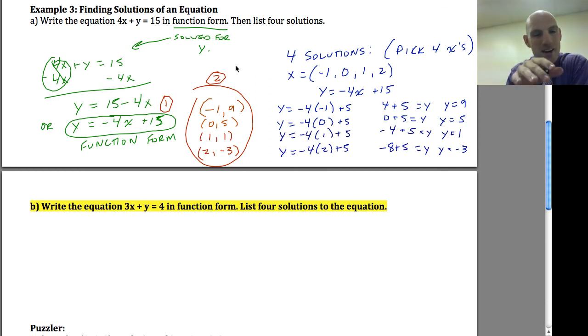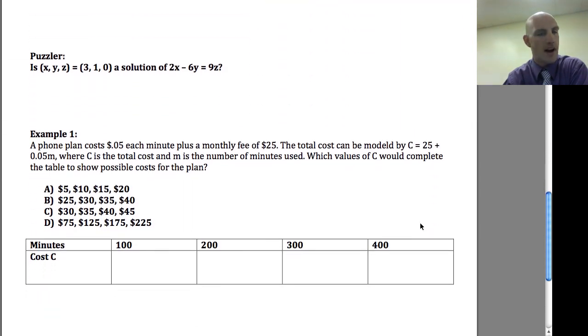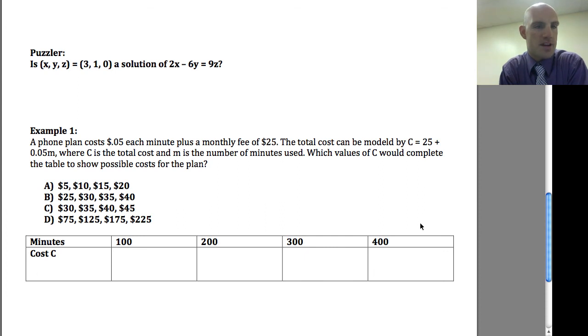I want you to solve the second one by yourself. List 4 solutions. Use negative 1, 0, 1, 2 for domain, also known as x, and then solve for those 4 solutions. Okay? Here's a puzzler. I want you to figure out, is x, y, z equal to 3, 1, 0 a solution of this equation? See what you get for that one. And if you don't have these notes printed out, print them out, or copy this example down. We're going to work on this one in class together.